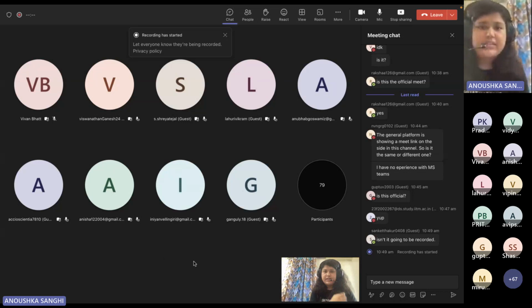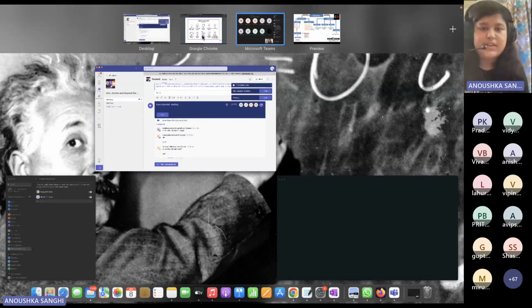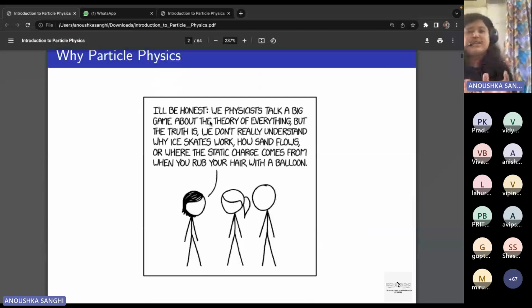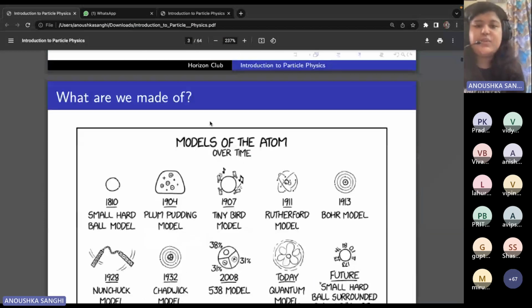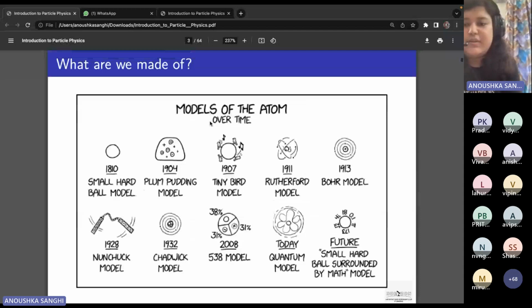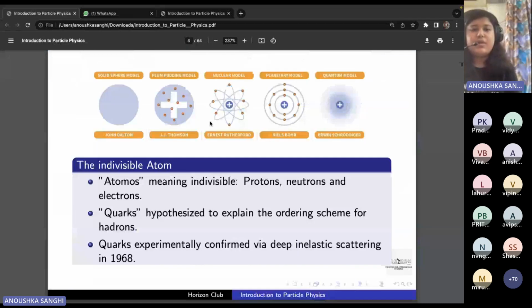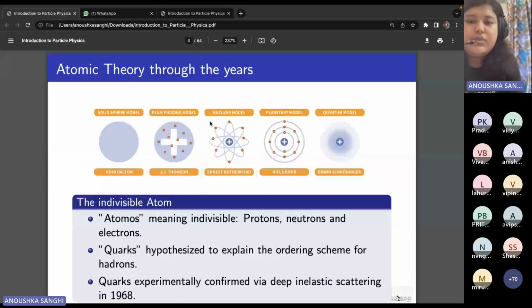Sorry. So again, I was explaining about the atoms, why particle physics, and after that we went to atoms, that is, matter. When someone mentions matter, then atoms come to your mind, and there were different models of atoms, and different modernizations and advancements have taken place. If I talk about atomic theory through the years, then you must know about different models. I'll explain briefly about various models.